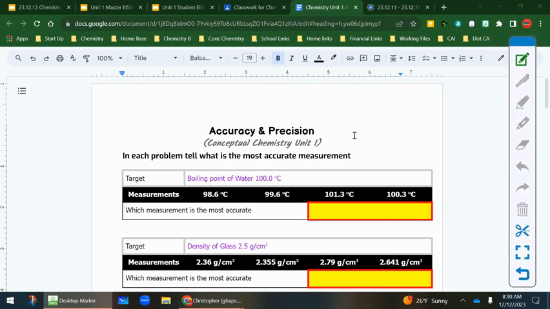Accuracy and precision worksheet. Okay, so here's your target, 100 degrees Celsius. You've got 4 measurements. You want to know which one is the most accurate. So when we look at this, ladies and gentlemen, which 2 numbers can we eliminate right away?